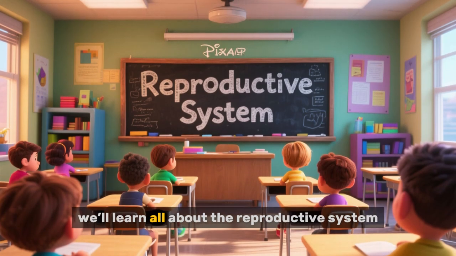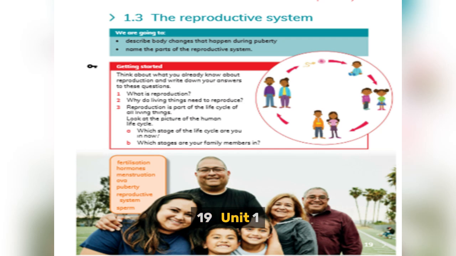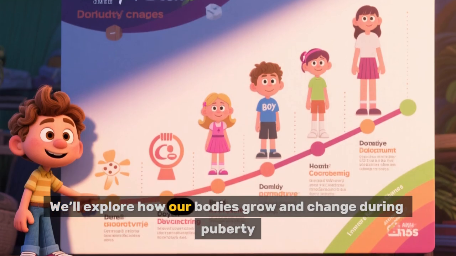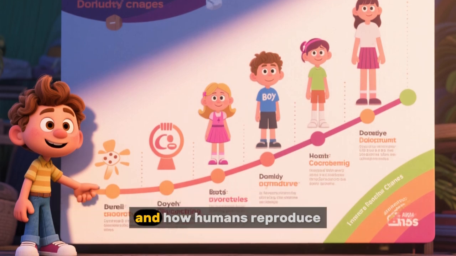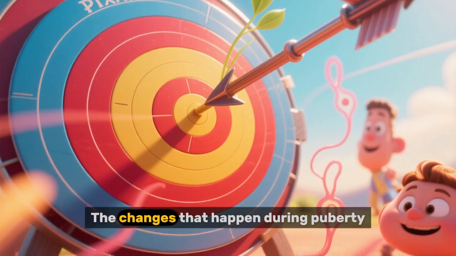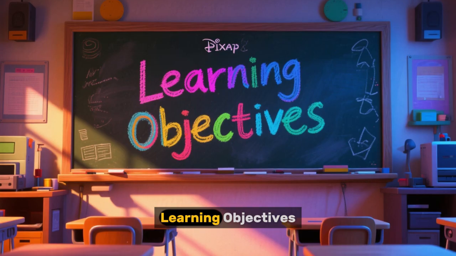In this lesson, we'll learn all about the reproductive system. Please open your Cambridge Science book, page 19, Unit 1, Lesson 1.3. The reproductive system. We'll explore how our bodies grow and change during puberty and how humans reproduce. In this video, we are going to learn the changes that happen during puberty, the parts of the reproductive system, how reproduction works.